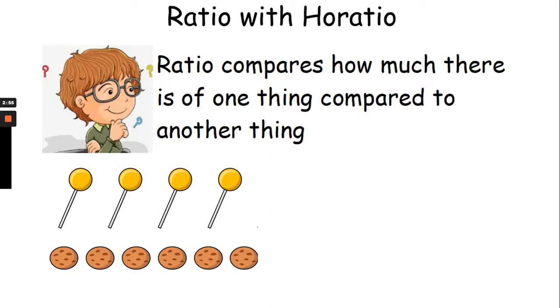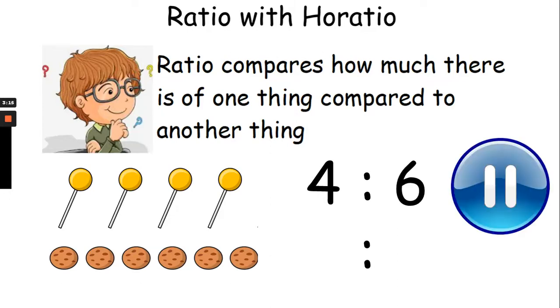Let's see how we got on. We're writing the ratio of lollipops to cookies. 4 to 6. Well done if you got that one. Let's look again closely at the ratio of 4 to 6. Just like fractions, ratios can be simplified. Pause the video and try and simplify 4 to 6.